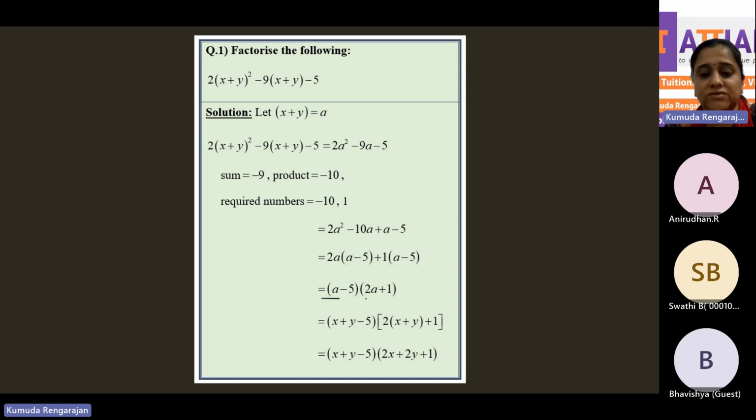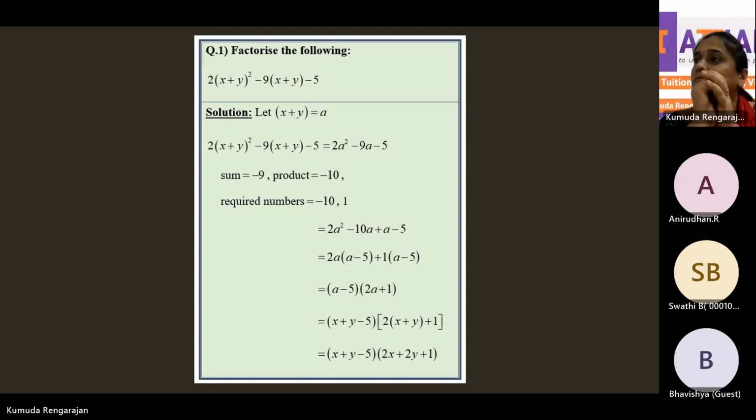So this till here you understand. Now after this, you need to replace A with X plus Y. So it will be X plus Y minus 5, and here 2 into X plus Y because 2A. So 2 into X plus Y plus 1. So when you multiply, 2X plus 2Y plus 1.